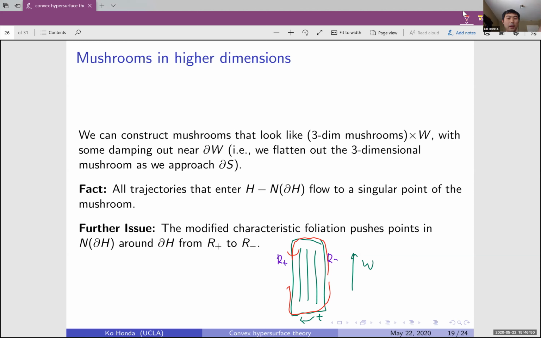So on the boundary of W, there's actually some sort of complication where things follow the characteristic foliation and go from R minus to R plus. And there's a little bit of spiraling that goes on near gamma as well. There's a little bit of complication near here, but we'll ignore it for a second. Okay, so that's what it says here. The modified characteristic foliation pushes points in the boundary of H, or a small neighborhood of it, around the boundary from R plus to R minus. So there's some sort of strange dynamics going on. Okay, and we have to deal with it.